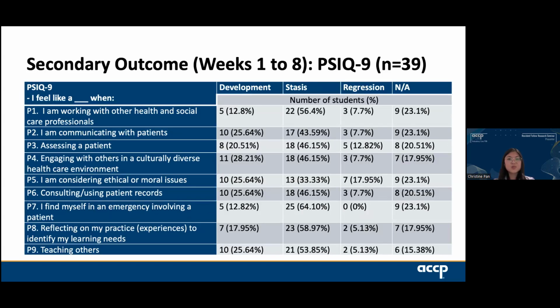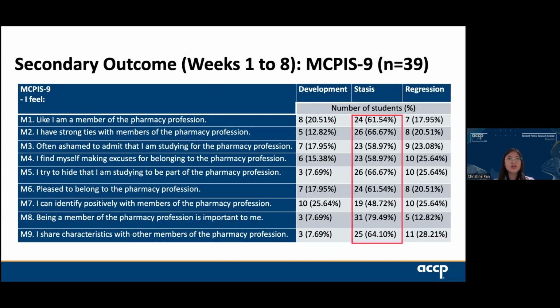When looking at it from a descriptive standpoint, we see that most students from weeks 1 to 8 using the PSIQ-9 survey did not change their answers. Interestingly enough, 15 to 23% of the students answered not applicable for all these questions. And when we look at the Macleod survey, we can see that from weeks 1 to 8, all these 39 students mostly showed no change in their answers.